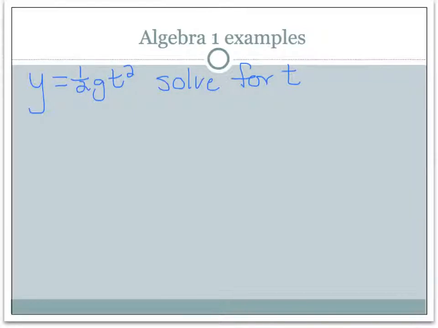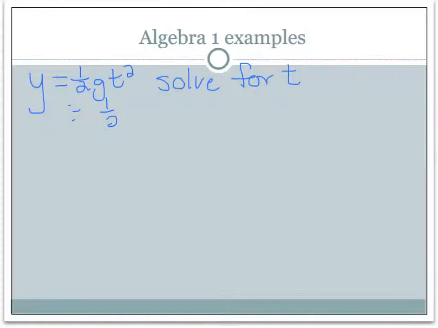Alright, I believe algebra is something that y'all need a lot of practice on, so we're going to do 5 different examples. Our first example asks us to solve the equation y equals 1/2 gt squared for t. So, first thing we're going to do is try and get rid of the 1/2. The 1/2 is being multiplied to the t squared. The opposite of multiply is divide. So I'm going to divide both sides by 1/2.